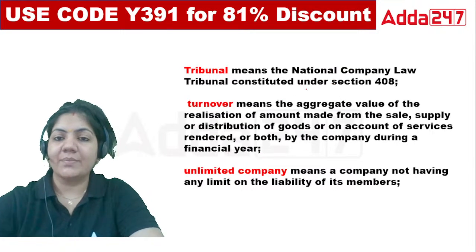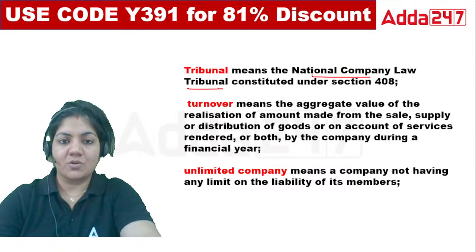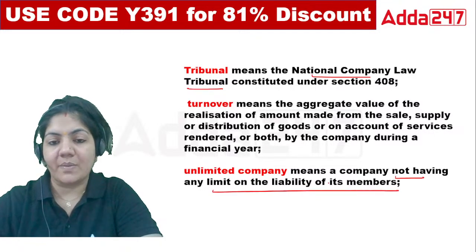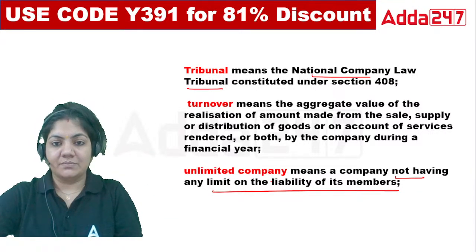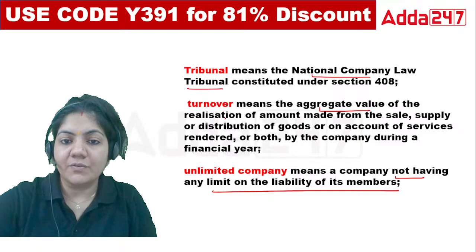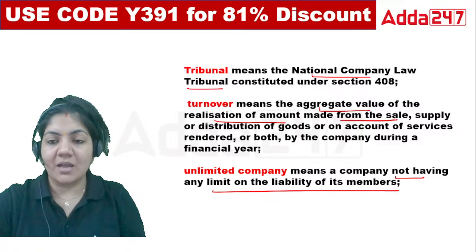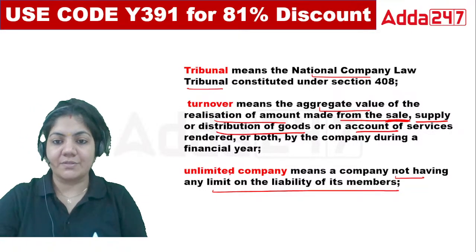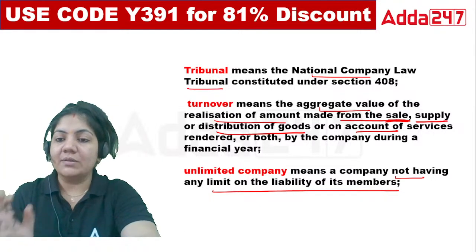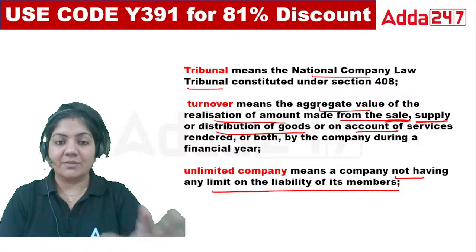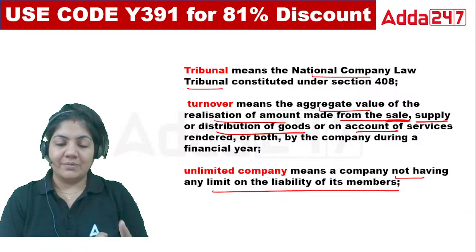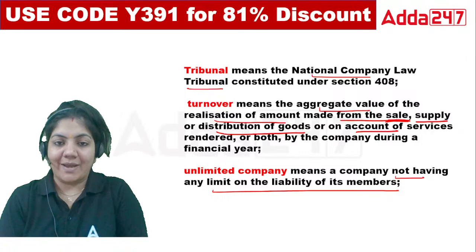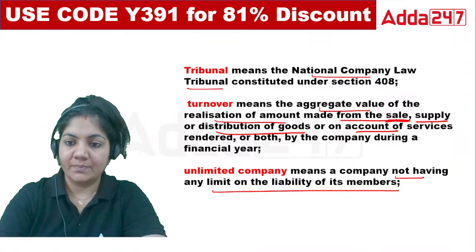Okay. What is tribunal? National Company Law Tribunal. That is called tribunal. Unlimited company: the company not having any limit on the liability of the member. It means the members are unlimitedly liable. Turnover means the aggregate value of realization of the amount made from the sale, supply and distribution of goods or on account of services. So whatever money is coming in is called the turnover. Suppose in the previous year my company's turnover is 1 crore, and in another previous year the turnover is 6 crore. So it depends upon how much sale, supply and distribution of goods is done by you. Okay.